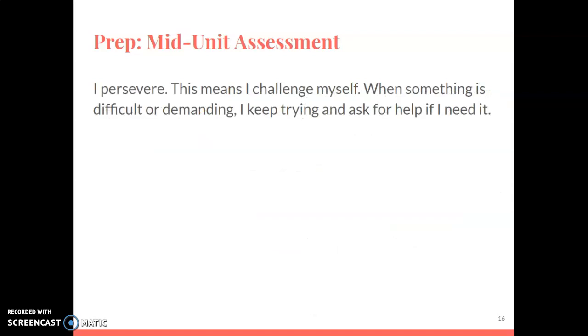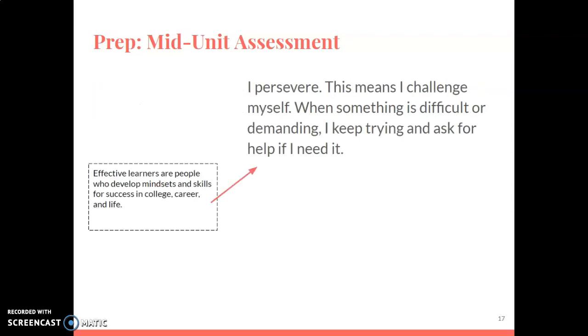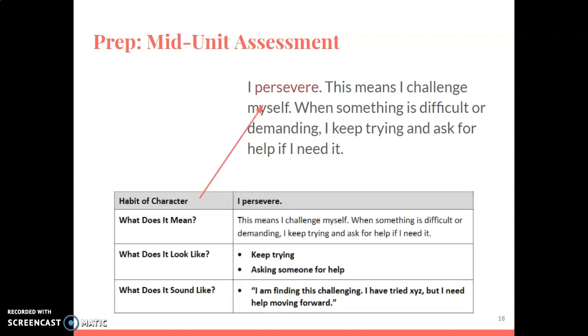Now, I persevere. This means I challenge myself. When something is difficult or demanding, I keep trying and ask for help if I need it. Effective learners are people who develop mindsets and skills for success in college, career, and life. So, I persevere. This means I challenge myself when something is difficult. I keep trying.